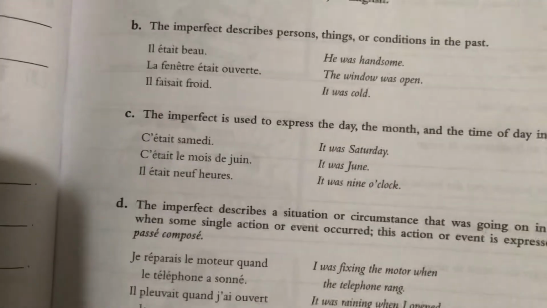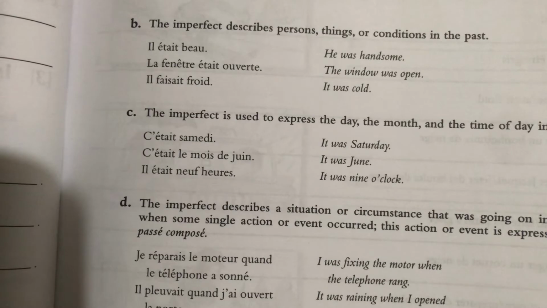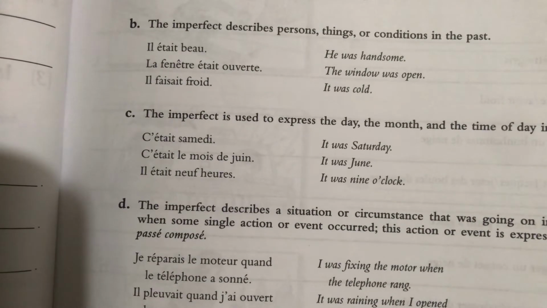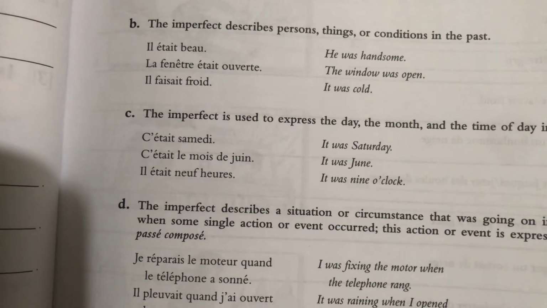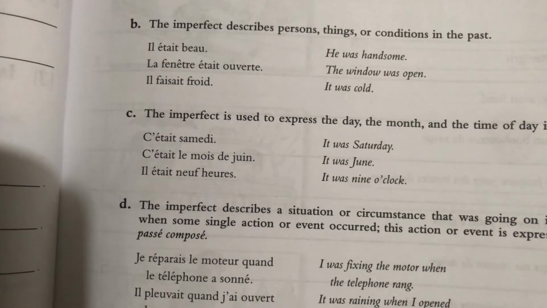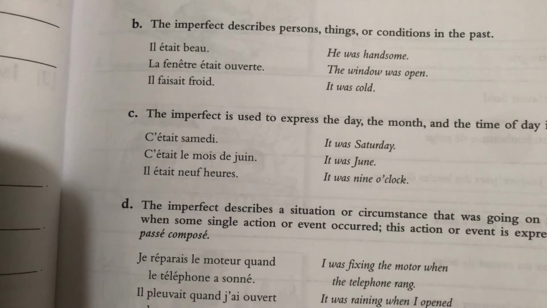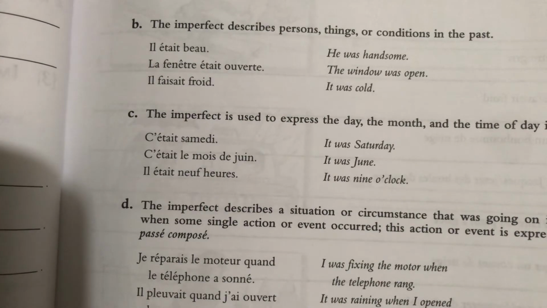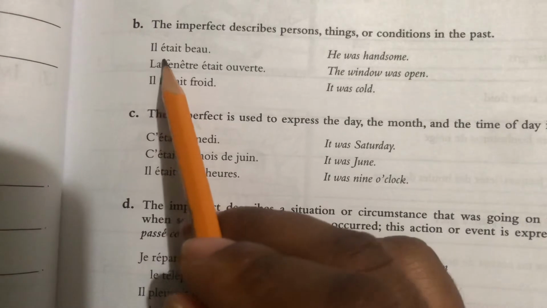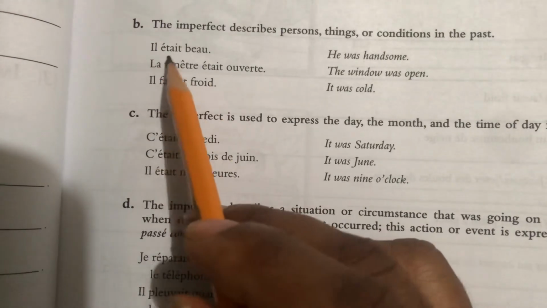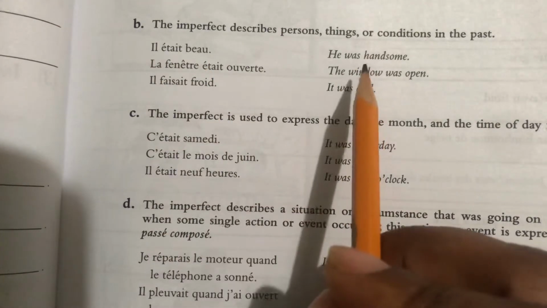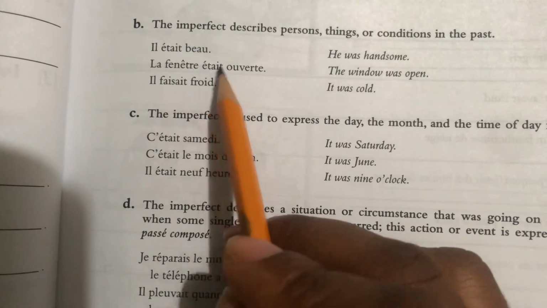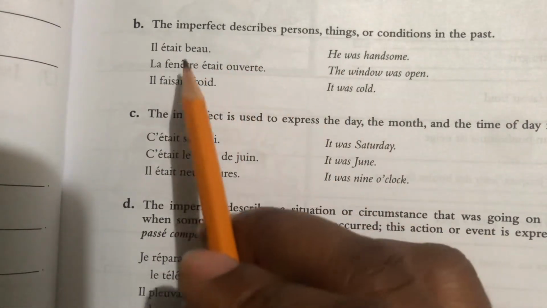Other uses of the imperfect tense include describing persons, things, or conditions in the past. All right. So note that the imperfect tense is usually equivalent to was or were in form of the verb, or used to or would meaning used to in English. All right. So example, describing the weather: Il faisait froid. Describing someone, il était beau. La fenêtre était ouverte. All right, so you're describing the scene.